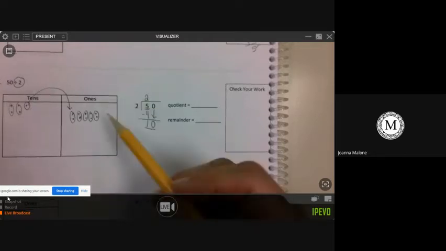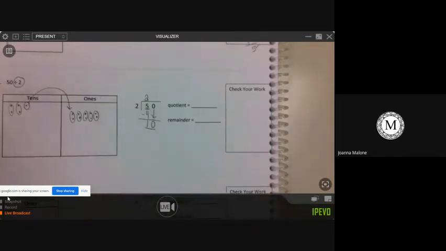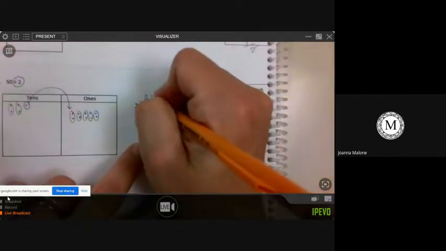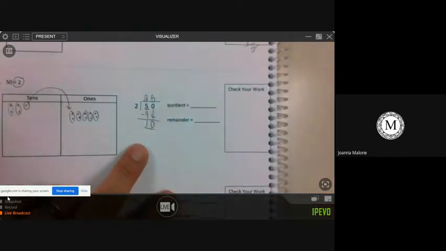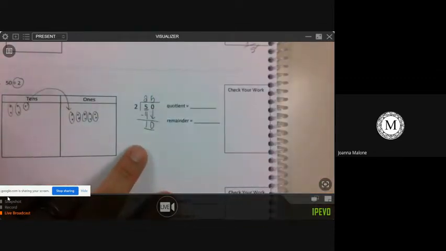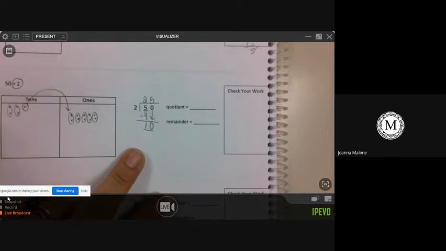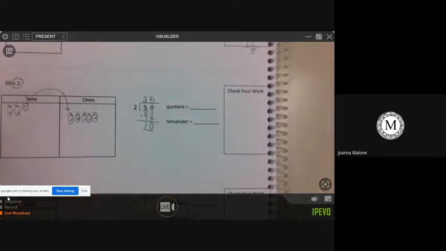You have 5 because I took my 10 discs, broke it into groups of 2, gave me 5. So that goes right up here above that 0. Okay? I just did my division, right? I figured out how many groups of 2 I can make out of 10. What do I do next? After I divide, I look at the top of your paper. What do I do next?